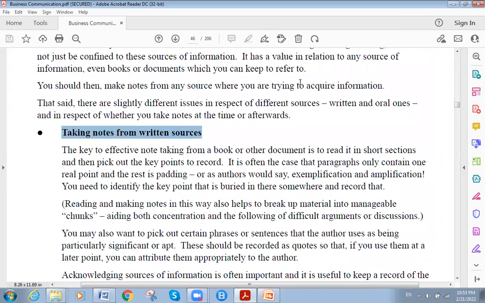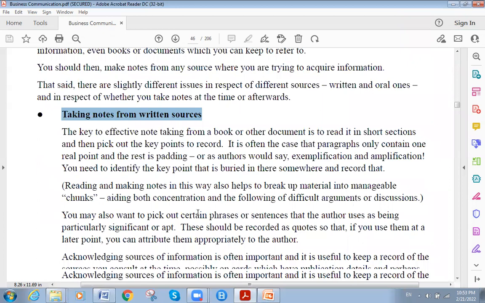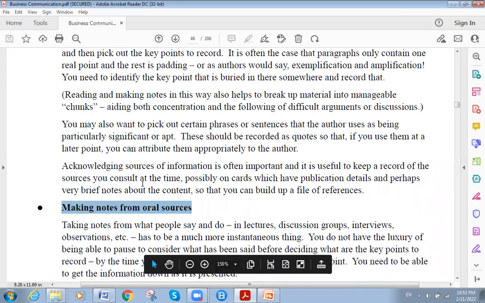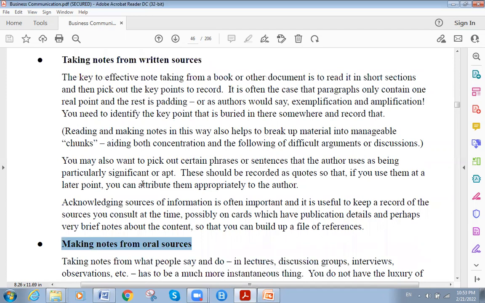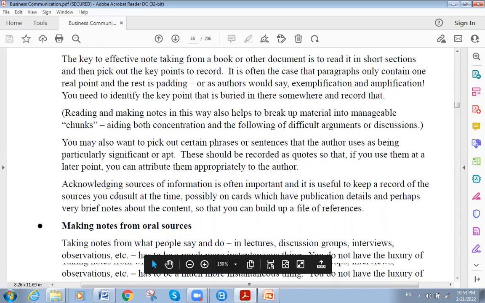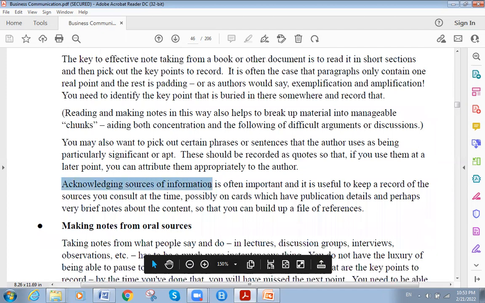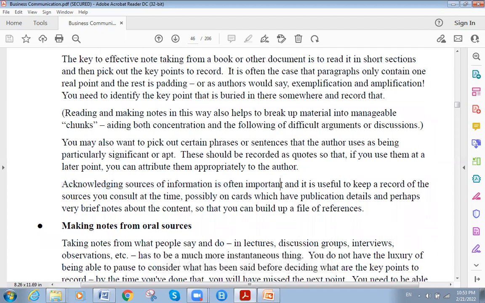Usually we take notes from written resources and from oral resources. If you're taking certain things from written sources, take them as quotes. The source of information is often important, so books, for example, or records, are very important for taking information. It's useful to keep records of the sources you consult at the time.